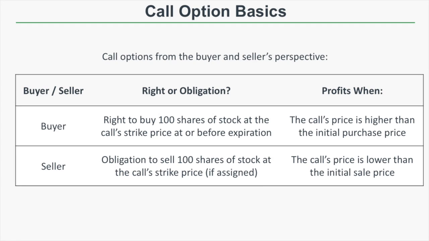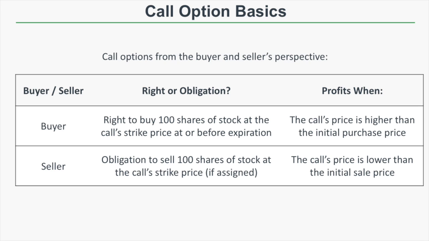Starting with call options, let's look at the call option from the buyer and seller's perspective. From the buyer's perspective, a call option represents the right to buy 100 shares of stock at the call's strike price at or before expiration. A call buyer profits when the call's price is higher than the initial purchase price. So if an option is worth $5 and a trader buys that call option, if the option rises to $6, the trader will have a profit of $100, because remember that the contract multiplier for an option is 100. So a $5 option is actually worth $500.